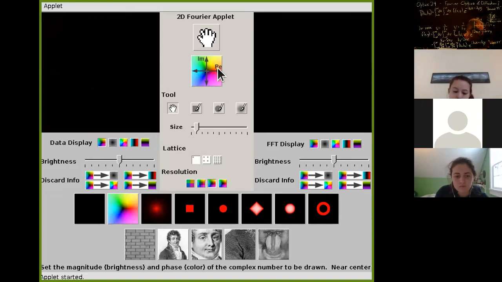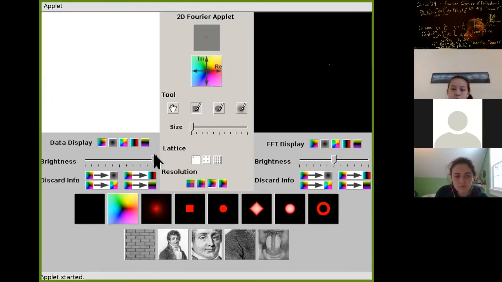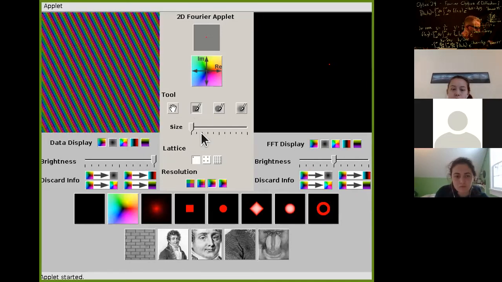So let me draw a single real point of very tiny size somewhere over there. Can you see that red dot? There's a little zoom in triangle. Because it's so little, I have to crank up the brightness by quite a lot. The origin is in the center here, and this red dot is kind of off over here. What you can do is drag around the image. So let me drag this red dot around a little bit.